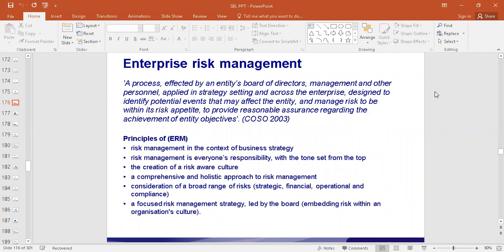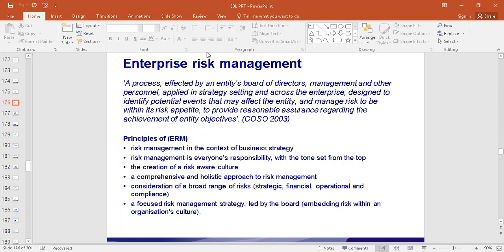Yesterday, we did learn about COSO's framework of internal control. So COSO has given another framework called enterprise risk management. Okay, what is the definition of enterprise risk management? The Committee of Sponsoring Organizations, what we call COSO, in 2003 has come out with a concept called ERM, enterprise risk management. We'll see first what is the definition of ERM, enterprise risk management.